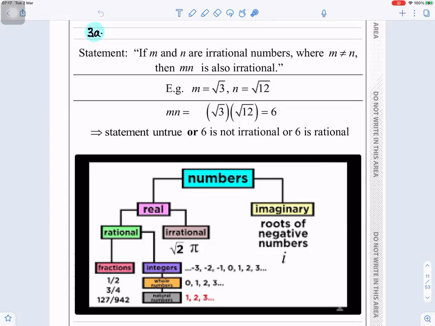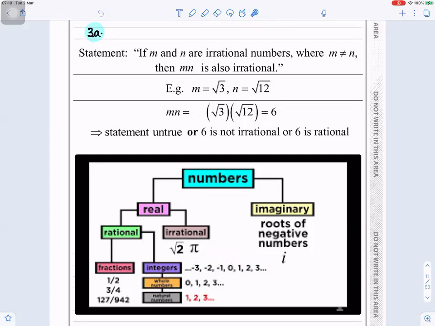And imaginary numbers will have roots of negative numbers, for which we use i. But when we come to real numbers, we can divide real numbers again into rational and irrational. Irrational will be things like root 2 and pi, and also root 3, root 12. And under rational numbers, you can divide them into fractions and integers. Fractions would be like a half, 3 over 4. Integers would be minus 3, minus 2, minus 1, 0, 1, 2, 3.